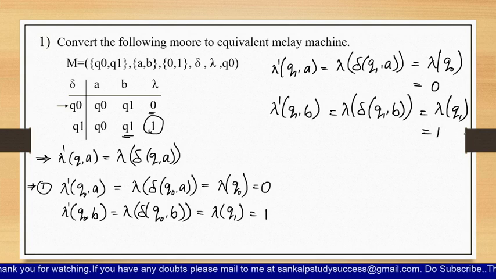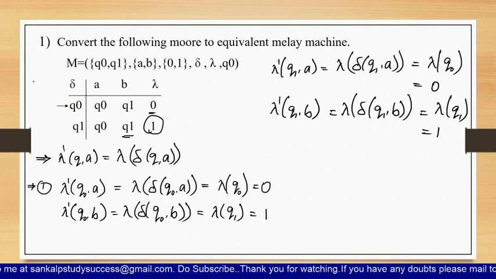That means till now we have found the lambda dash by applying each and every input symbol to each and every state. Now we are left with no states, right? q0 and q1 are the states we have. So we have applied for q0 and also for q1. Lambda dash of q0 and q1 is already found. Now what we need to do, we have to draw the transition table for the Mealy machine.